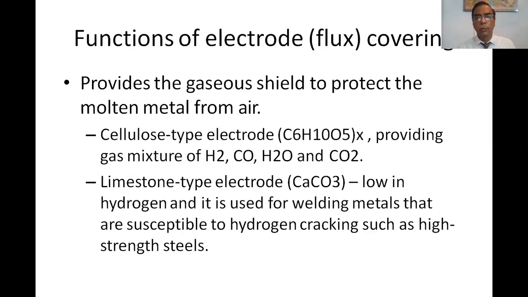Function of electrodes is flux covering. It provides the gaseous shield to protect the molten metal from air. A cellulose type electrode provides a gas mixture of H2, CO, H2O, and CO2. A limestone type electrode, calcium carbonate, is low in hydrogen, and it is used for welding metals that are susceptible to hydrogen cracking, such as high strength steel.